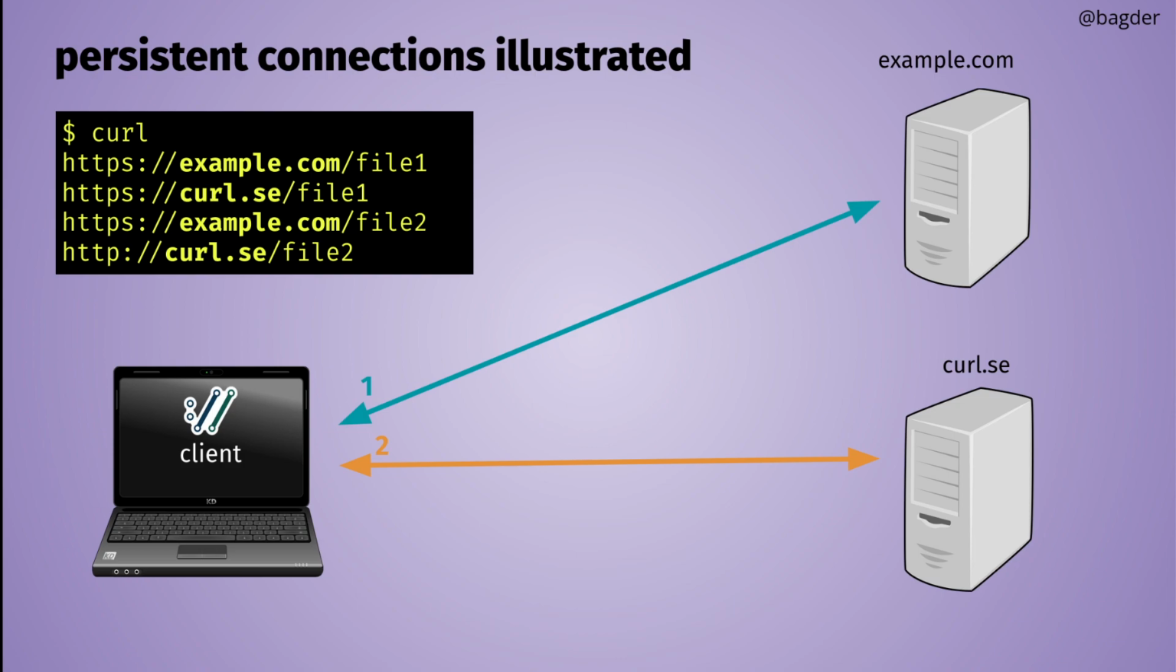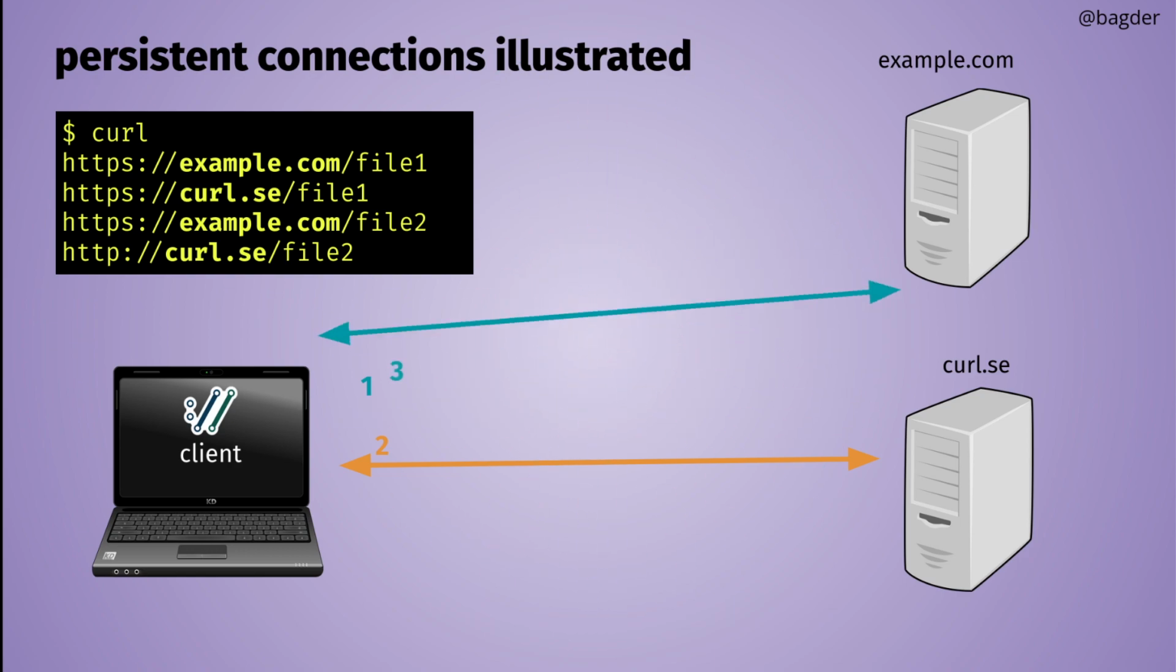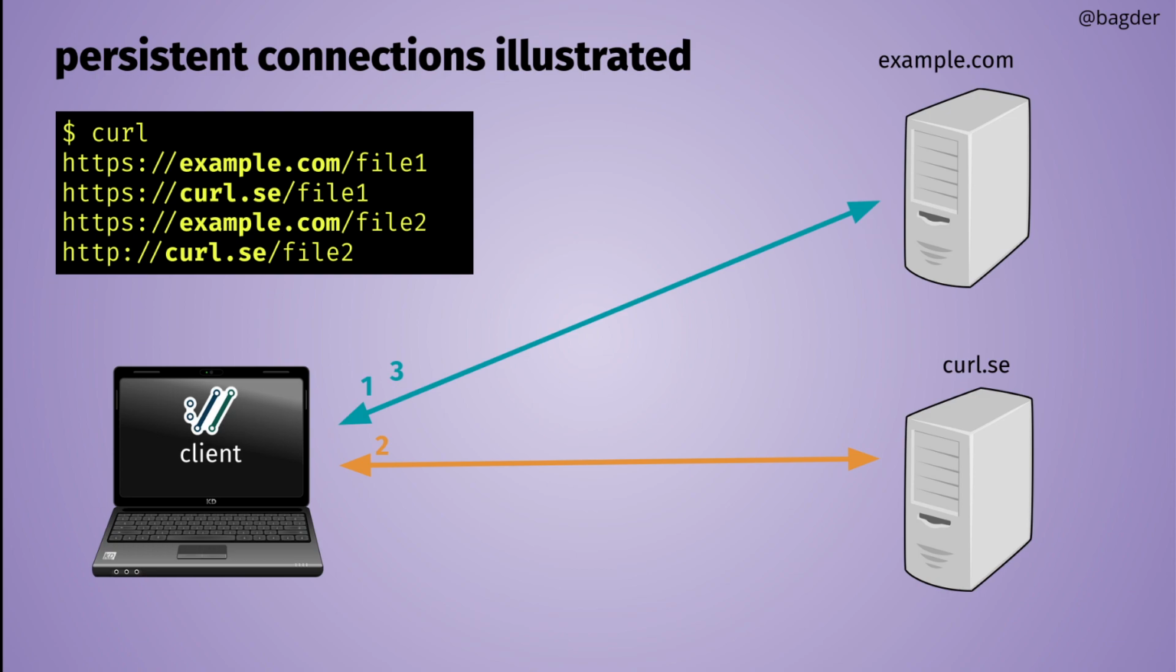But then the third transfer, you see, same scheme, same host name, same port number. We can reuse the same connection again. So the third transfer here reuses the same connection to example.com, and we gain a lot of speed by that and save resources and everything. But the fourth transfer, it's still the same host name, but it's a different scheme, so it cannot reuse the same connection. So it has to do a separate third connection here to do the fourth transfer.